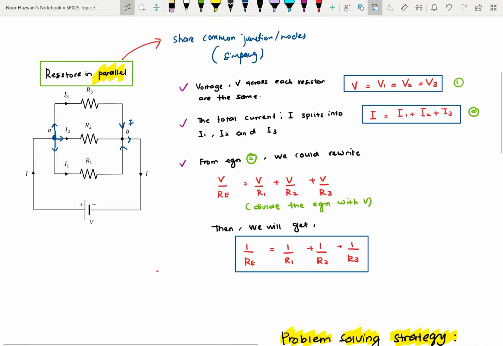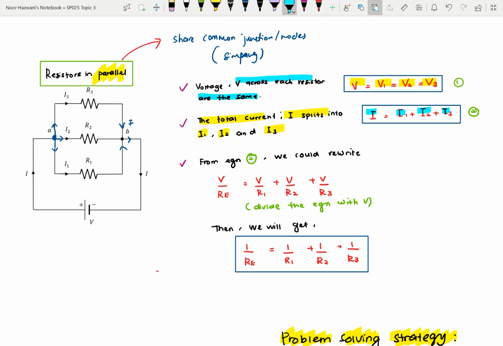Okay, but then the voltage across each resistor is the same. Untuk parallel, sama juga dengan capacitor kita belajar sebelum ni, voltage across a parallel circuit would be the same at any point. So we could rewrite the equation V equals to V1 equals to V2 equals to V3. V1 tu maksudnya voltage. V1, V2 and V3 tu adalah individual voltage across each resistor. Okay, so the total current I splits into I1, I2 and I3. So I could say that I total is equal to I1 plus I2 plus I3, equals to the sum of the currents.